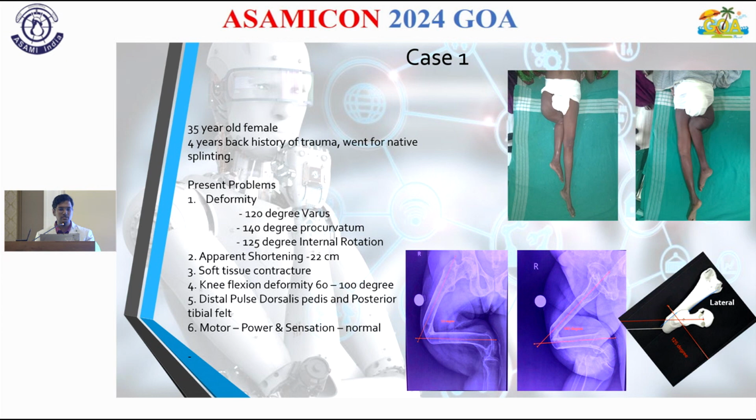There is a total apparent shortening of 22 centimeters. Soft tissue contracture is present. There is a knee flexion deformity, with movements of 60 to 100 degrees. There is a normal neurovascular status.